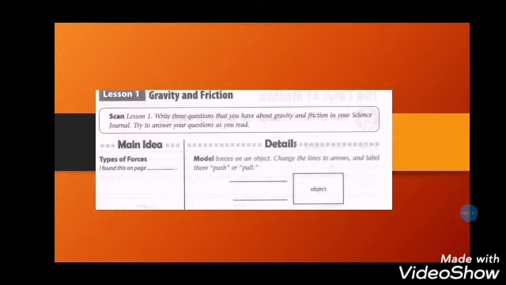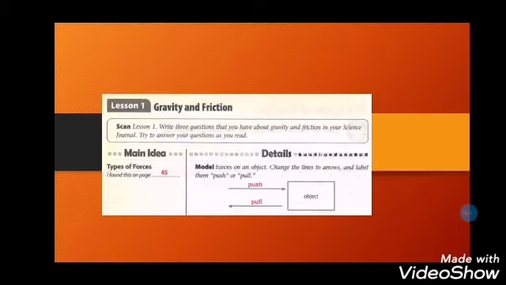The first exercise. We have to model forces on an object, change the lines into arrows, and label them by push or pull. The answer to this question is on page 45. As you can see, if I'm pushing the object, the arrow should be oriented towards the object, and if I'm pulling the object, it should be oriented as shown in the figure.